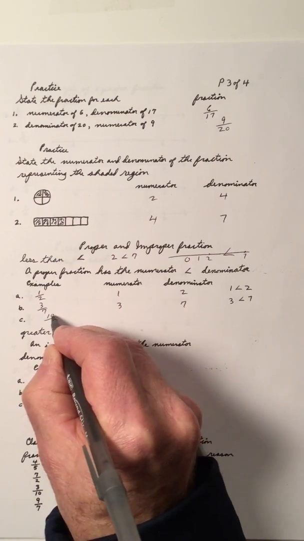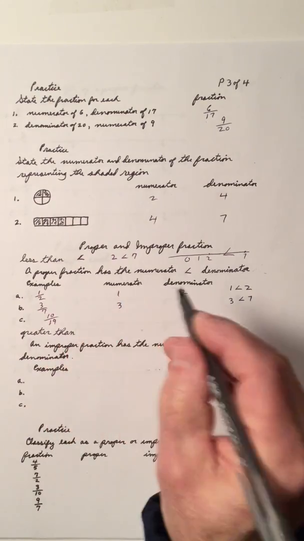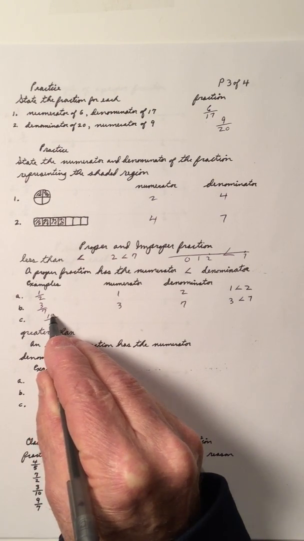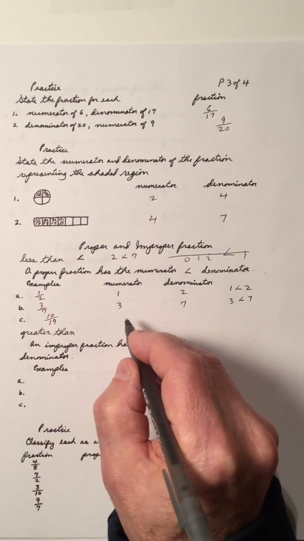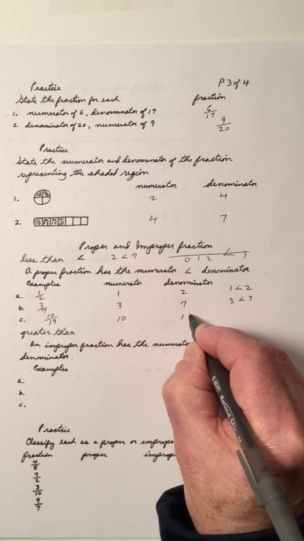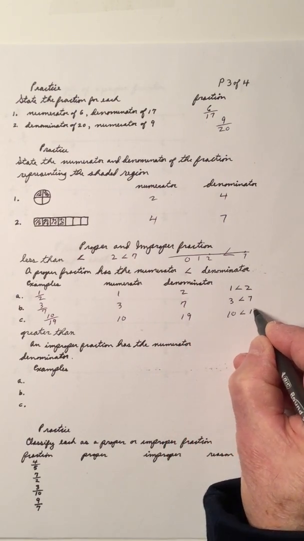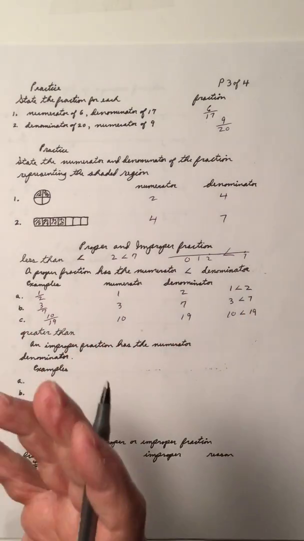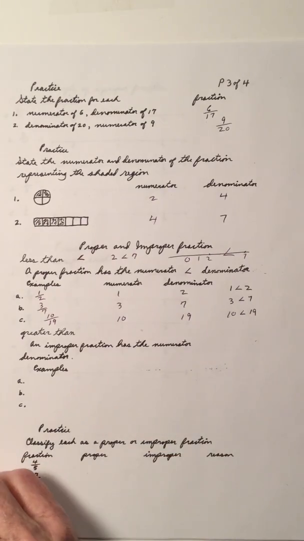10 over 19. If I put 10 on the top in the numerator, then the denominator has to be larger than 10. The numerator is 10, the denominator is 19, and 10 is less than 19. Again, less than is pointing to the left. Between two numbers, the one on the left on the number line is always less than.